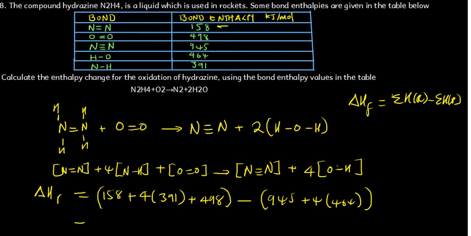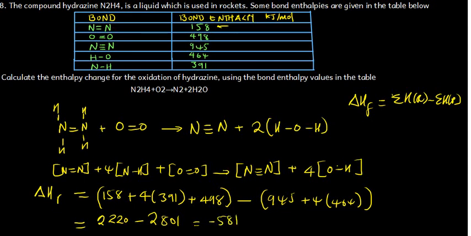So just punch this on the calculator, and see the value that we find. So 158 plus 4 multiplied by 391, and then plus 498, that is 2220, minus 945 plus 4 multiplied by 464, that is 2801. So 2220 subtract 2801, that is negative 581.